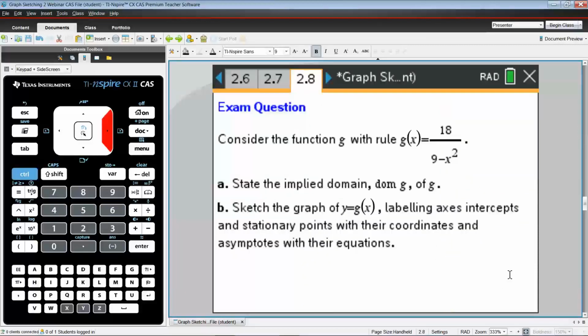Okay, so here's a possible exam question. I've got another reciprocal graph with the rule g of x, and we want two things. We want the maximal or implied domain of g, and we also want to sketch the graph of g, labeling all our axes, intercepts, and stationary points. We want to label them with coordinates, and all asymptotes we want to label with equations.